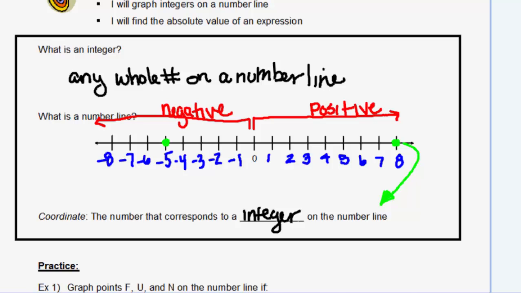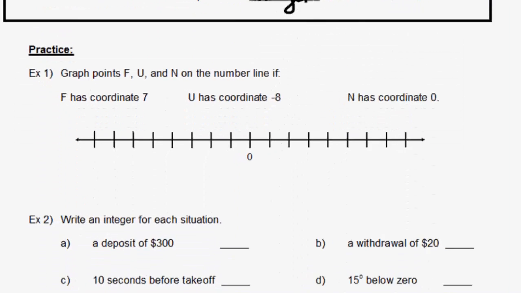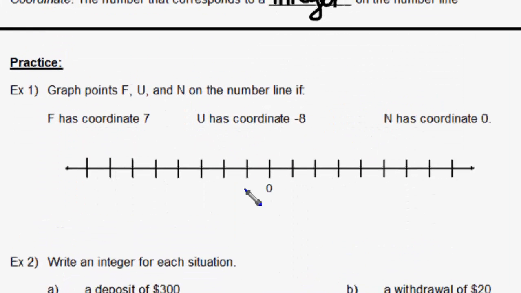Alright, so let's do some examples related to that. You're going to graph these points on the number line. F has a coordinate of 7. Notice how the numbers are not listed here, so you're going to have to count up. If I were you, I would pause the video and try this on your own and then see if you got it correct. Alright, so F is going to go at 7: 1, 2, 3, 4, 5, 6, 7. I know it's a positive number, so my coordinate's going to go right here. I'm going to label it as F.